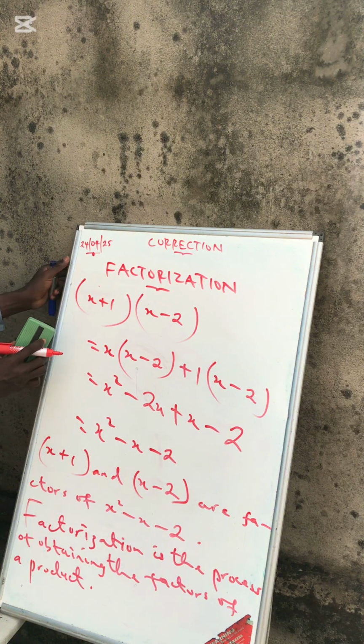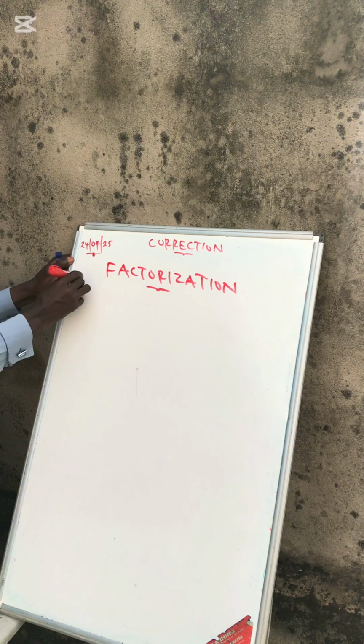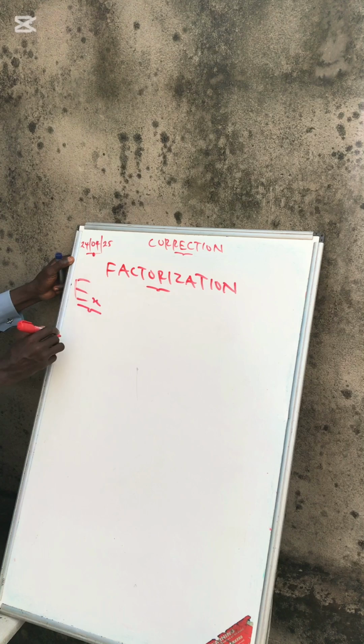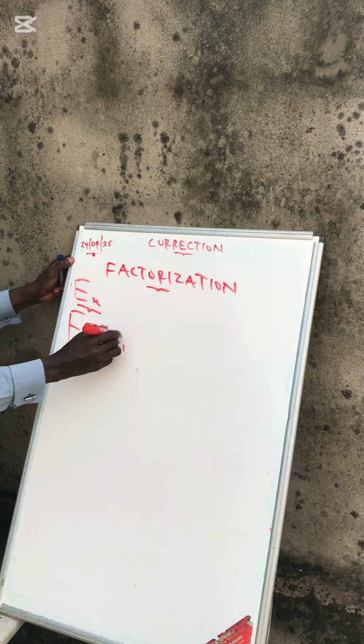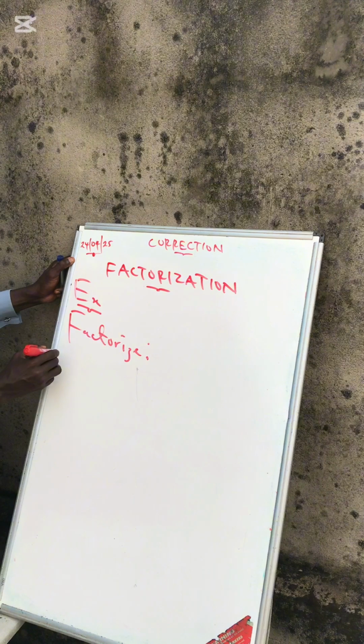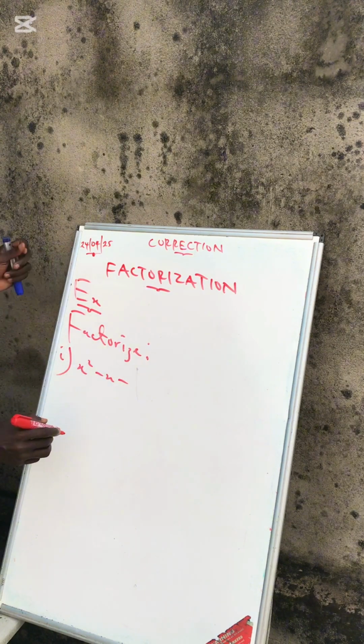Are you reading that? Yes. Take examples. Factorize. Example 1, we're doing the first one: x squared minus x minus 2.